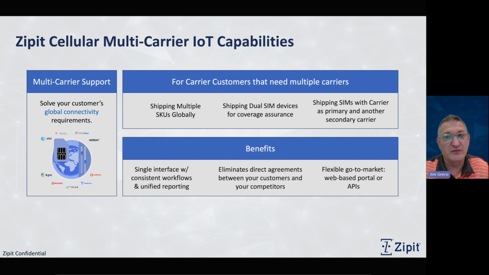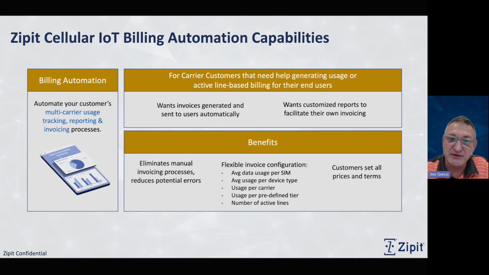So speaking of cross-carrier and billing automation capabilities, customers can have invoices automatically generated and sent to customers and end customers if they're dealing through a channel. And Zipit can easily create customized reports to facilitate their own invoicing. And this all results in eliminating manual processes and errors. And our customers have the ability to set their own terms and prices with their end customers, ultimately with the ability to invoice on options like average usage, usage per SIM or per device, usage per carrier, per predefined tiers, and active number of lines.